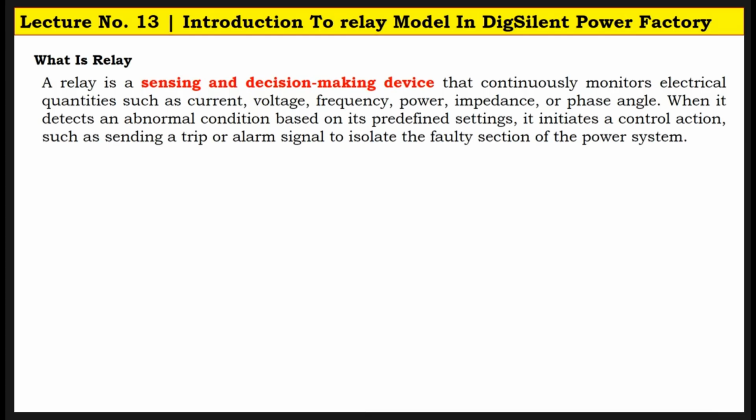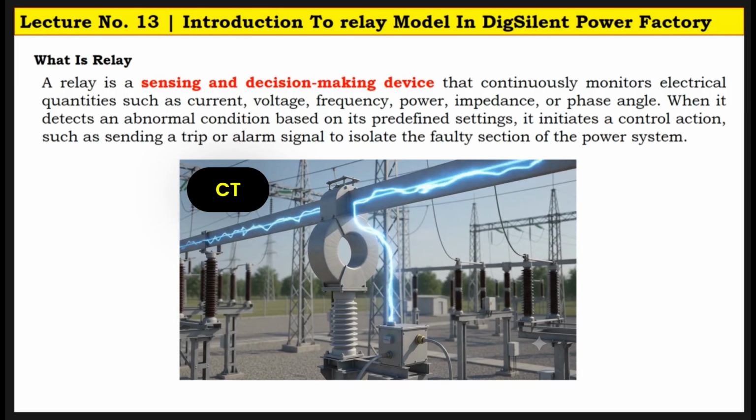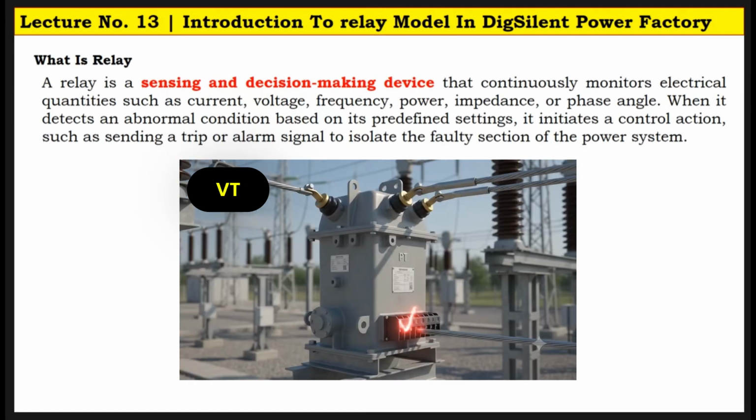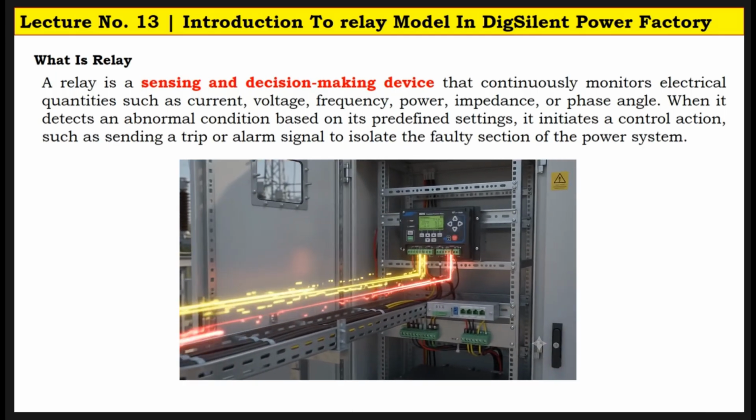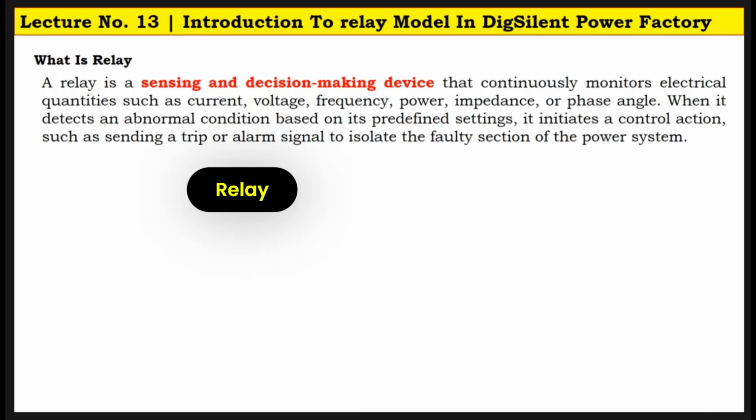Now, one important point is here. We normally say that a relay measures current or voltage, but technically the relay receives measurement signals from devices such as CTs and VTs, that is, current transformers and potential transformers. The relay processes these signals and then compares these quantities with the predefined protection settings.